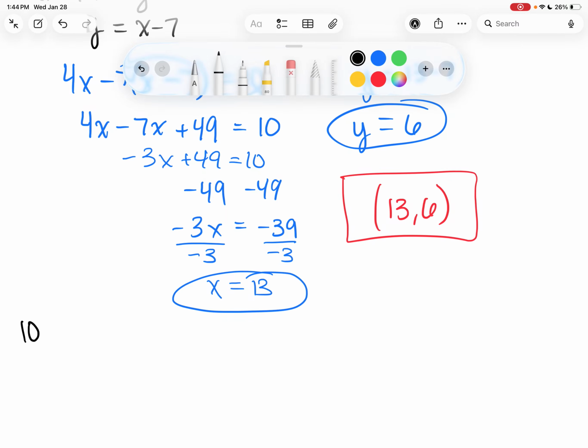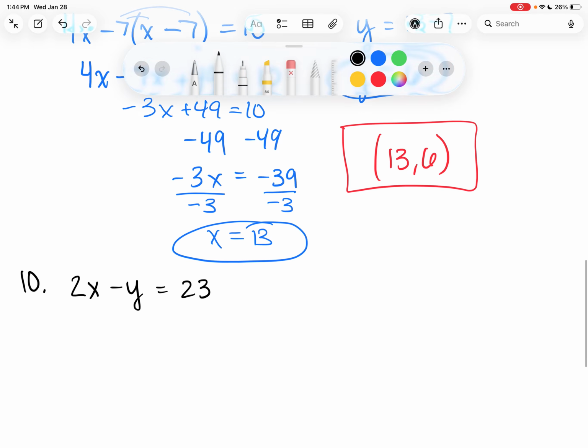Number 10. 2x minus y equals 23, and x minus 9 equals negative 1. So what's different about this one? There's no y.